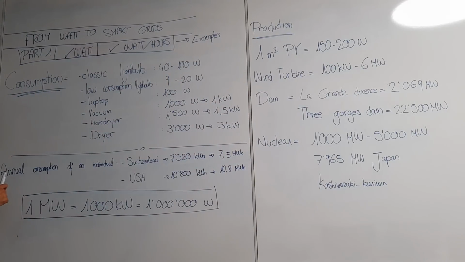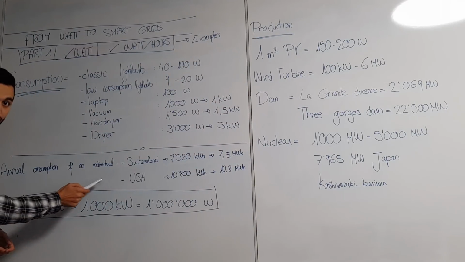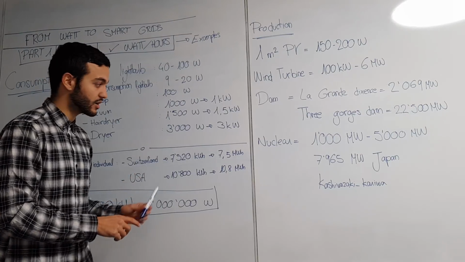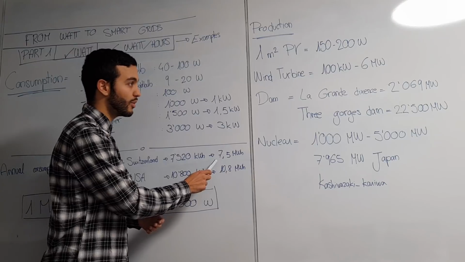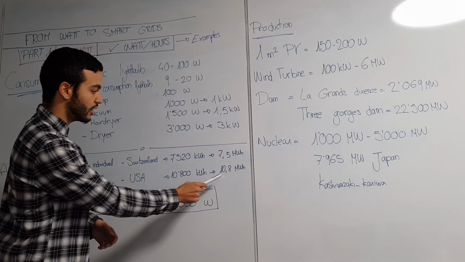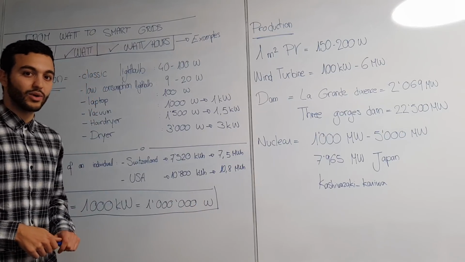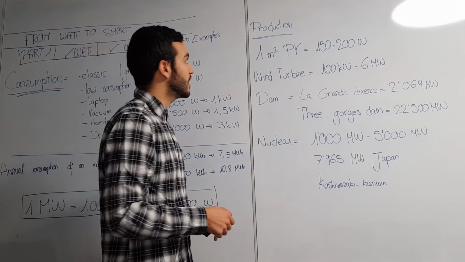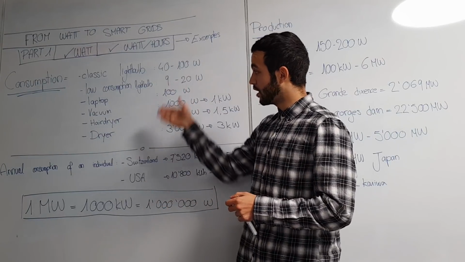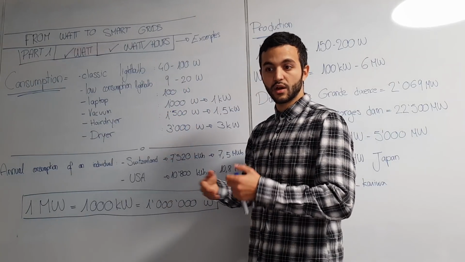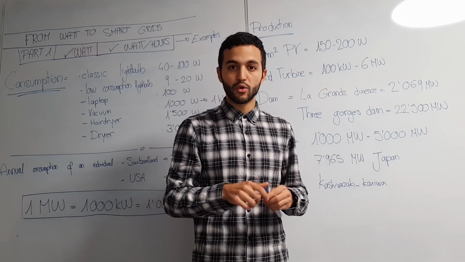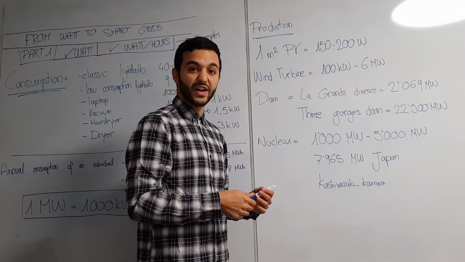Then if we go through the annual consumption of individuals, in Switzerland each inhabitant has a yearly consumption of about 7.5 megawatt hours. In the US, it's a bit more. They are about 10.8 megawatt hours of consumption in a year. So now to have some proportion between what devices need to run and how we provide them the power, I also give you some examples of electricity production.